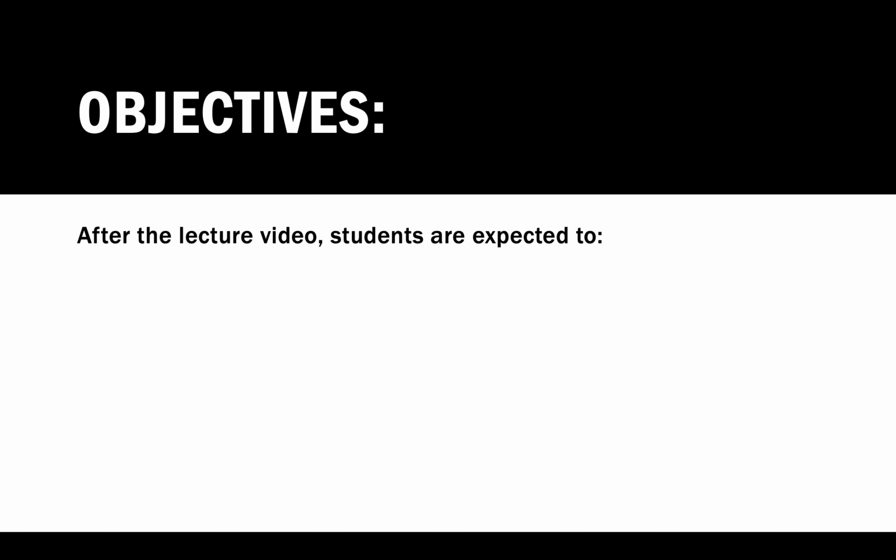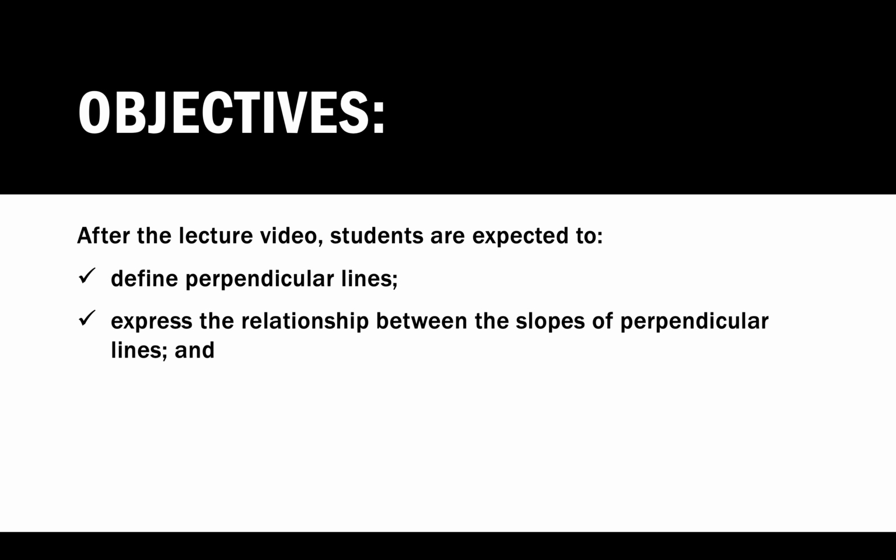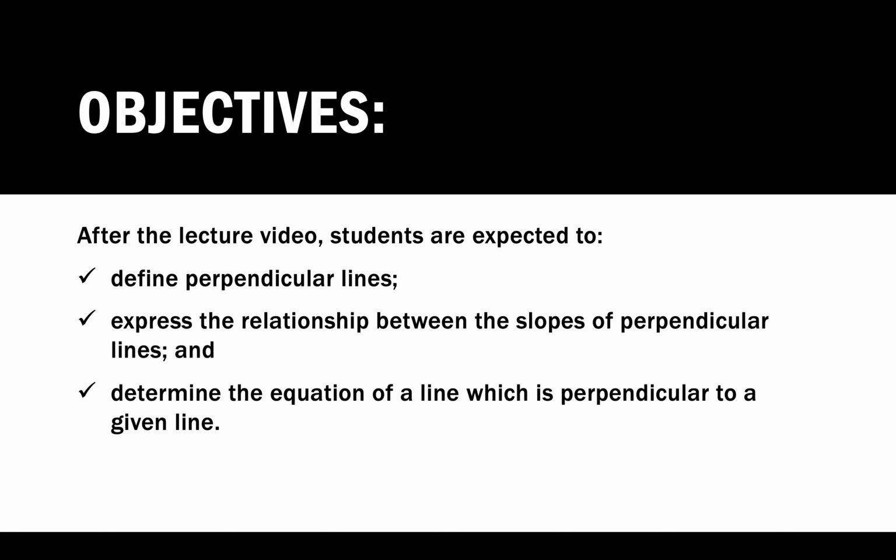So let's go first with our objectives before we go along with this lecture. Our objectives for today: you are expected to define perpendicular lines, express the relationship between the slopes of perpendicular lines, and lastly, determine the equation of a line which is perpendicular to a given line.